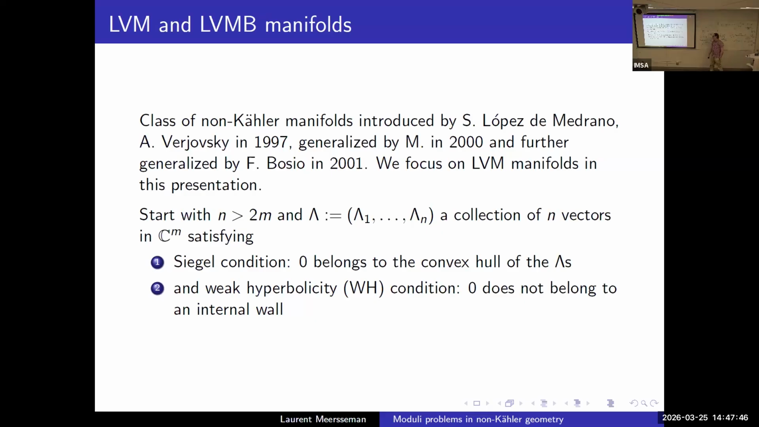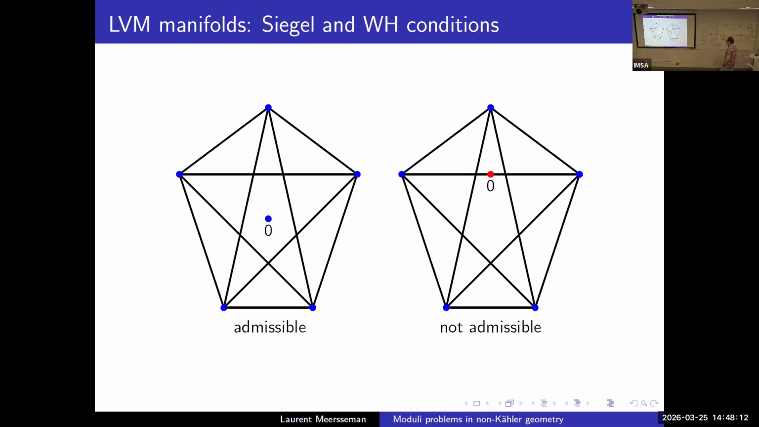So you start with two integers, n strictly greater than 2m, and you take a collection Λ of n vectors in C^m, satisfying two combinatorial conditions: the Siegel condition, you want 0 to belong to the convex hull of Λ, and some weak hyperbolicity condition, that 0 cannot be on an internal wall. So let me give you a picture to explain that.